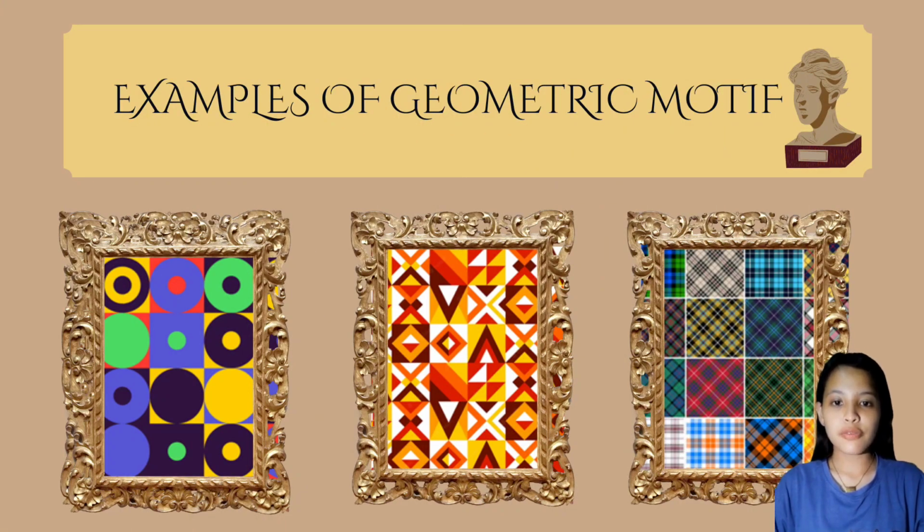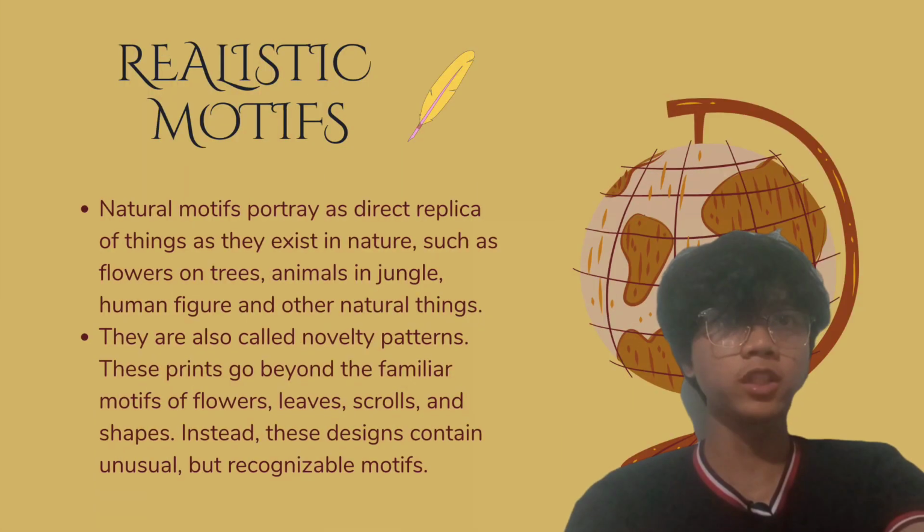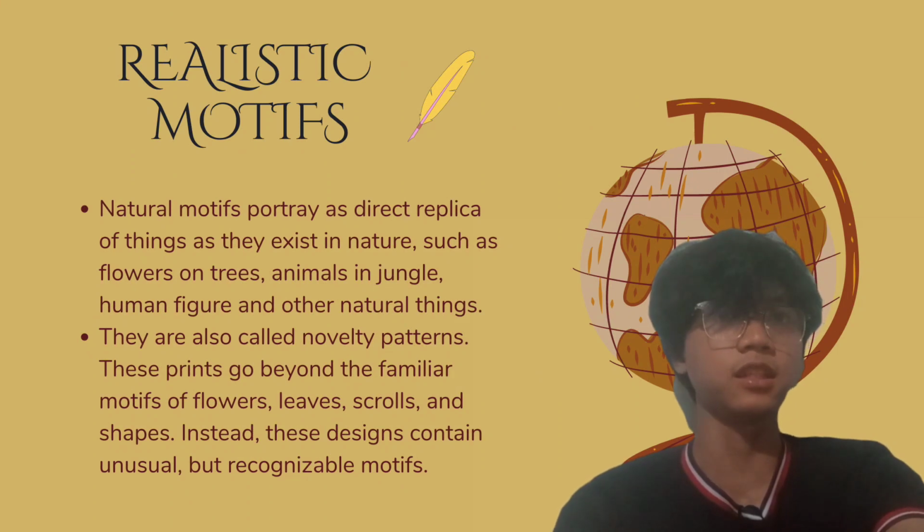As you can see in the first example, it used vertical, horizontal, and diagonal patterns to make an art. Second example, it used shapes such as circles and square designs. Lastly, as we observe on the clothes that we wear daily, there are geometric designs used as stripes, plaids, and other patterns.